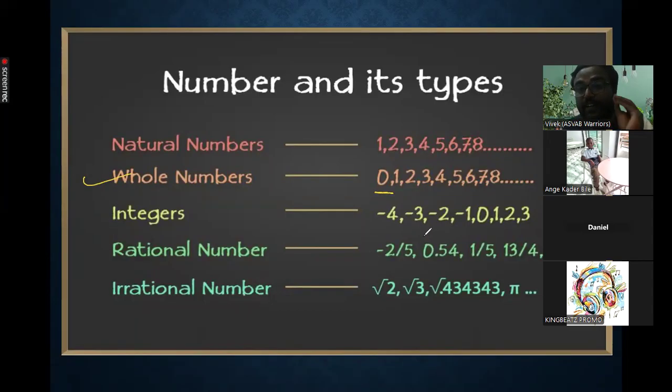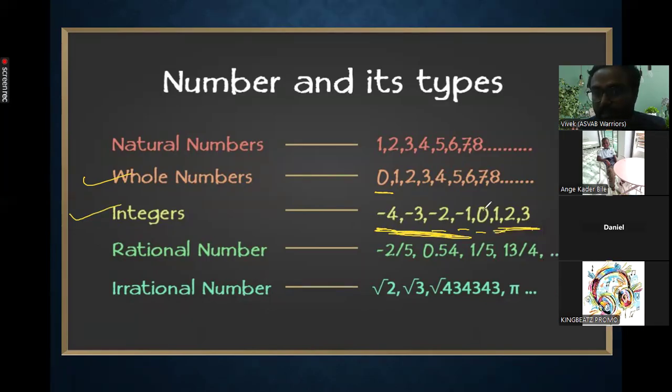Now, if we take all the numbers from the number line, -4, -3, -2, -1, 0, 1, 2, 3, they are integers. This part will be negative integers. This part will be positive integers. And this is the zero integer.